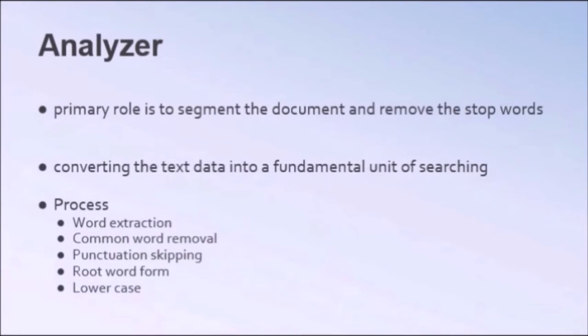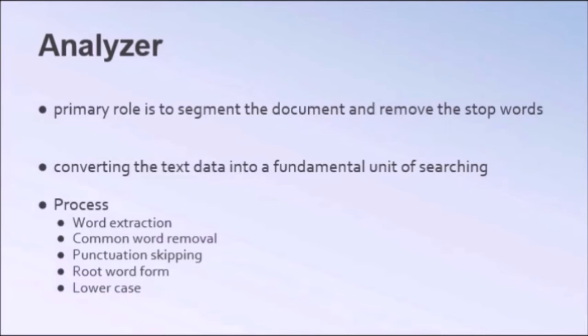The analyzer's primary role is to segment the document and remove the stop words, which are of no help for retrieval but whose occurrence frequency is very high, such as "and" and "ah", and further separate semantic search words such as Chinese phrases, English words, and email addresses. Lucene can also provide us with two analyzers such as Simple Analyzer and Standard Analyzer. Analysis is converting the text data into fundamental units of searching known as terms. During analysis, the text data goes through multiple operations: extracting the word, removing common words, ignoring punctuation, reducing words to root form, changing words to lowercase, etc.